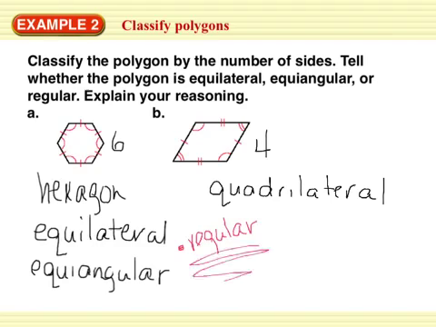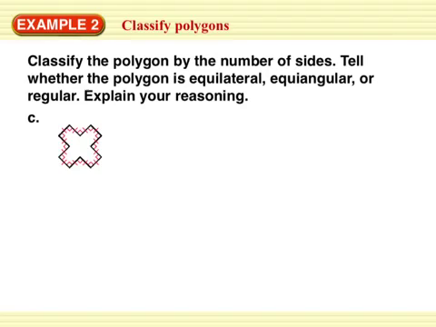C. Wow, that's crazy. How many sides? Let's see, counting these. 1, 2, 3, 4, 5, 6, 7, 8, 9, 10, 11, 12. So if you look at your chart, that is a dodecagon. The sides are all congruent, so it is equilateral.